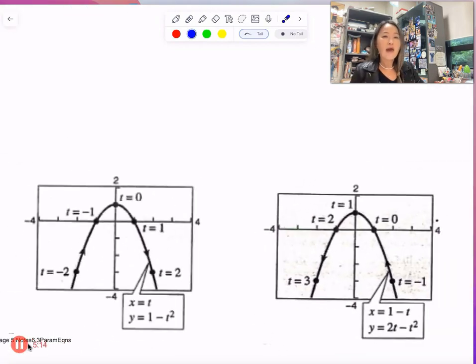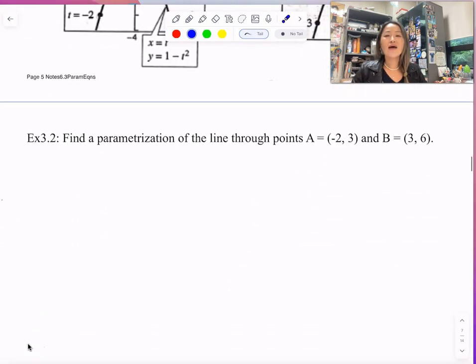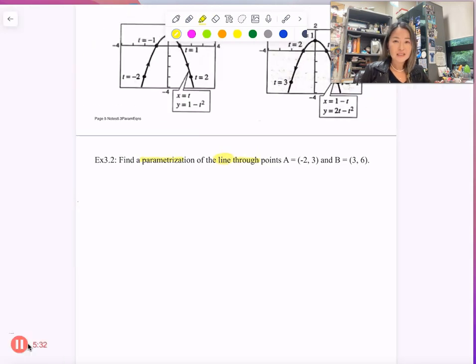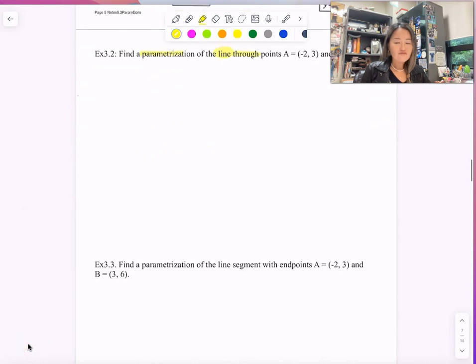The hard part. Yeah, the hard part. Find the parametrization of a line through points -8, 2, 3, and 3, 6. Now, a couple of key points here. Parametrization of the line through points A and B, because this next example says, find the parametrization of the line segment. And I think you know the difference between a line segment and a line. A line segment is something that ends, and a line stretches on indefinitely without endpoints. This one has an endpoint because it's a line segment.